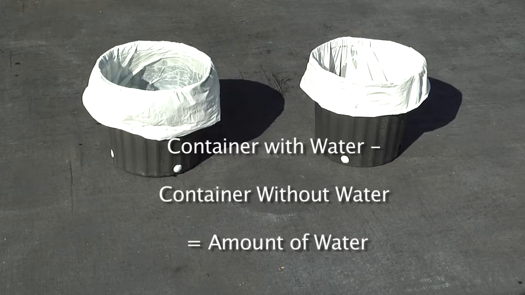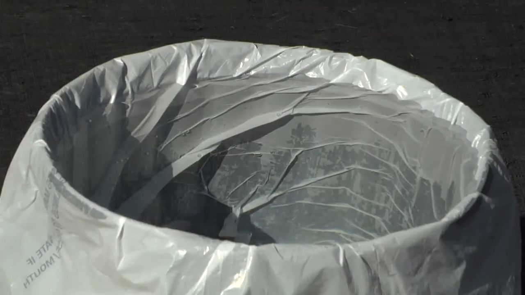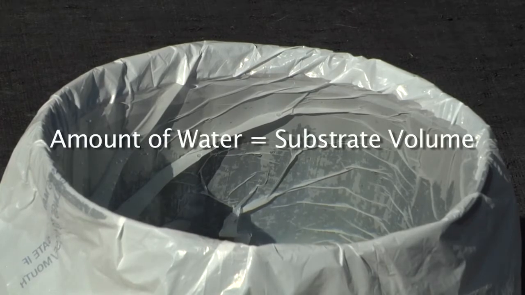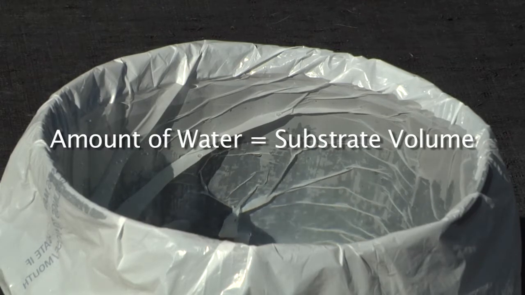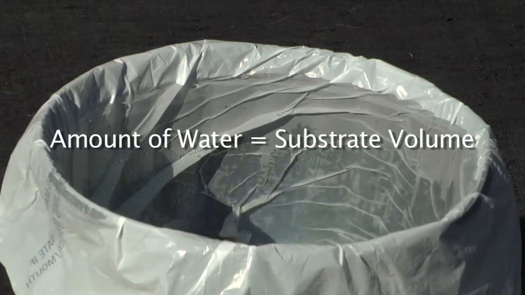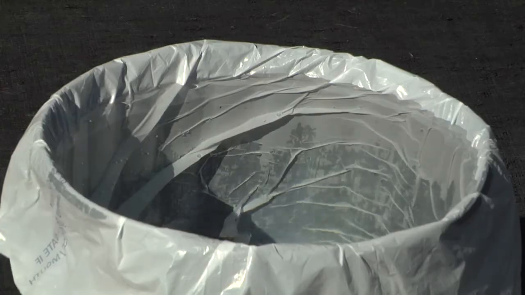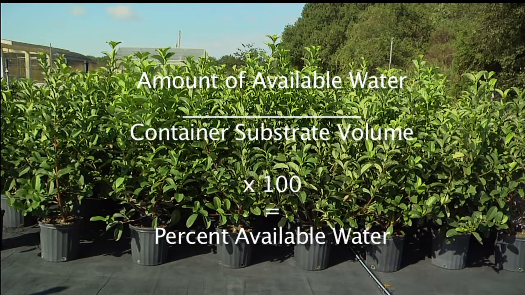Subtract the weight of each empty container from the weight of each container with water. Average the weights to obtain the amount of water in the containers. The amount of water in the containers is equal to the substrate volume because 1 gram of water equals 1 milliliter. Now you can determine the percent plant available water by taking the amount of available water and dividing by the container substrate volume and multiplying by 100.